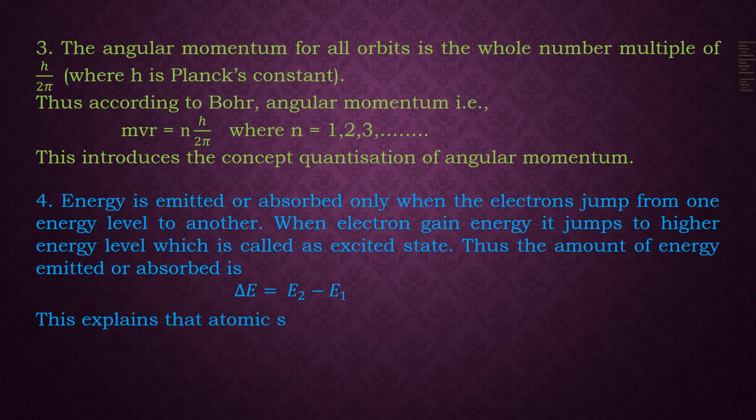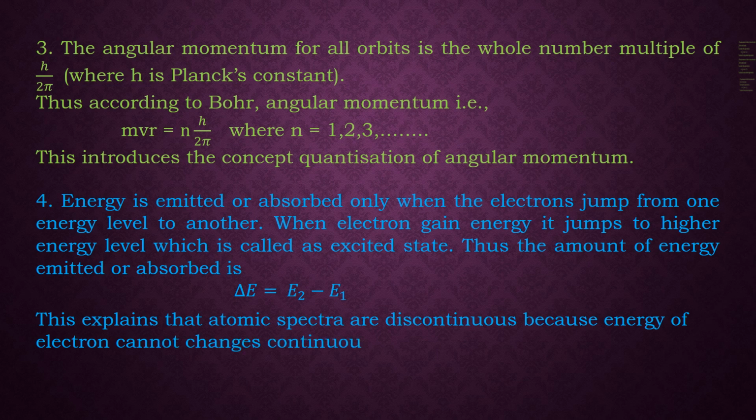This explains that atomic spectra are discontinuous because energy of electron cannot change continuously but changes abruptly as electron jumps from one energy level to another.